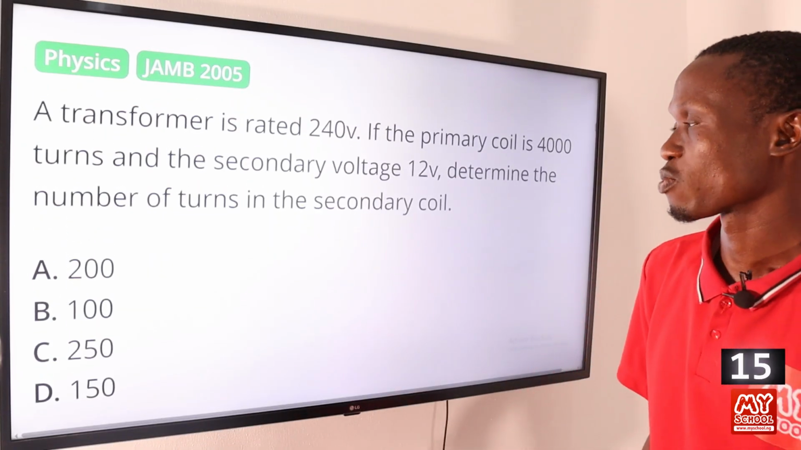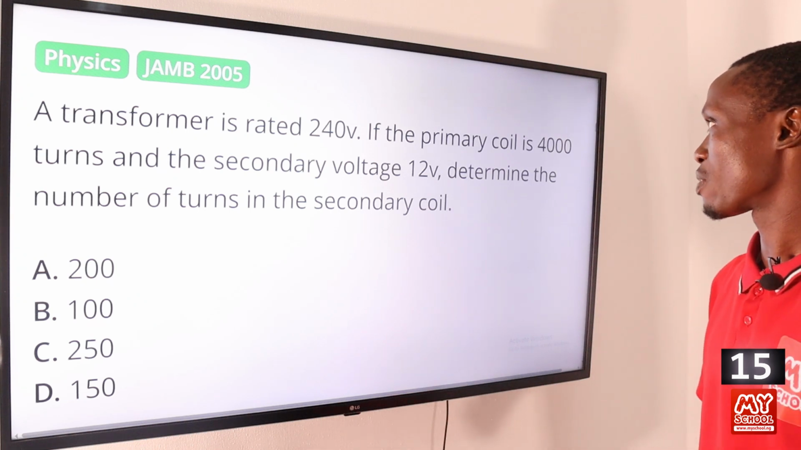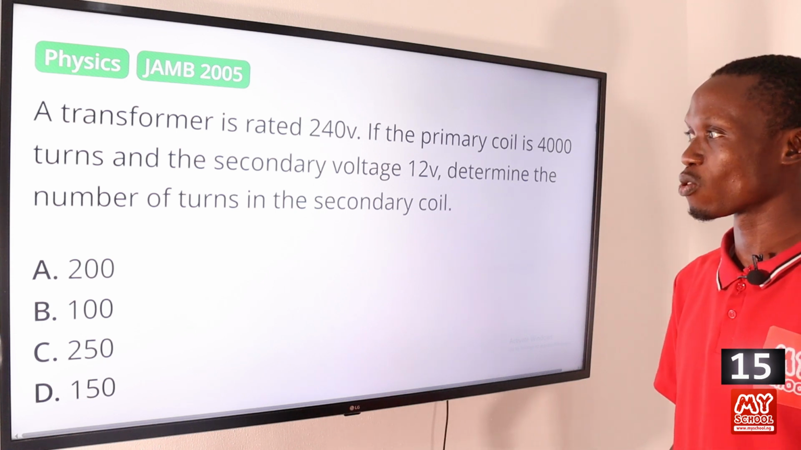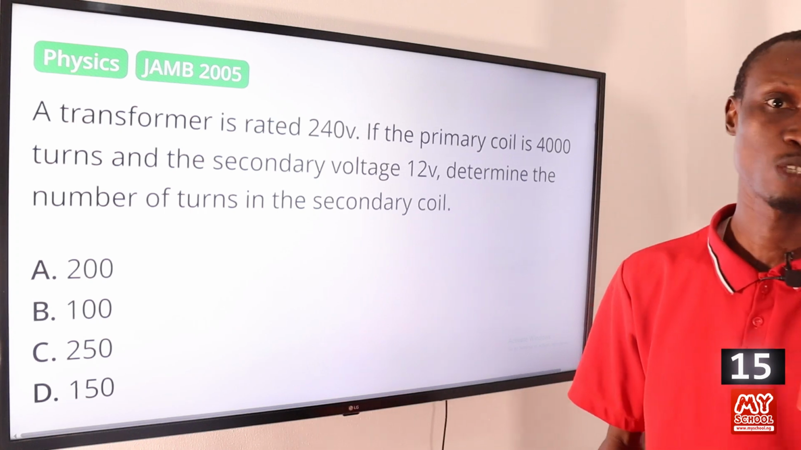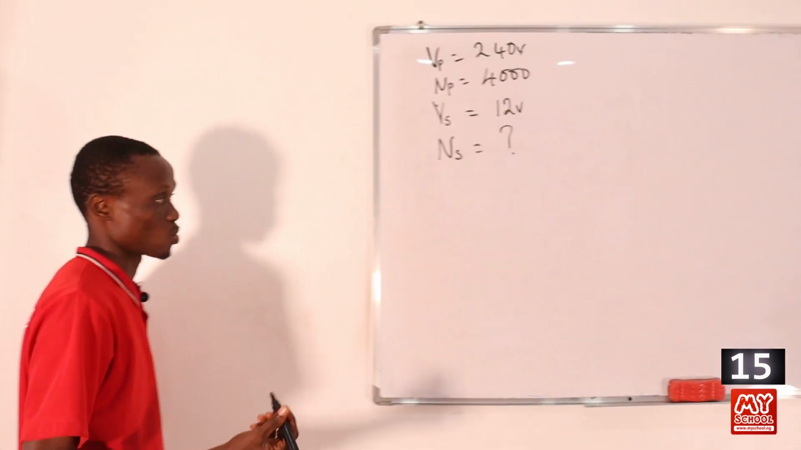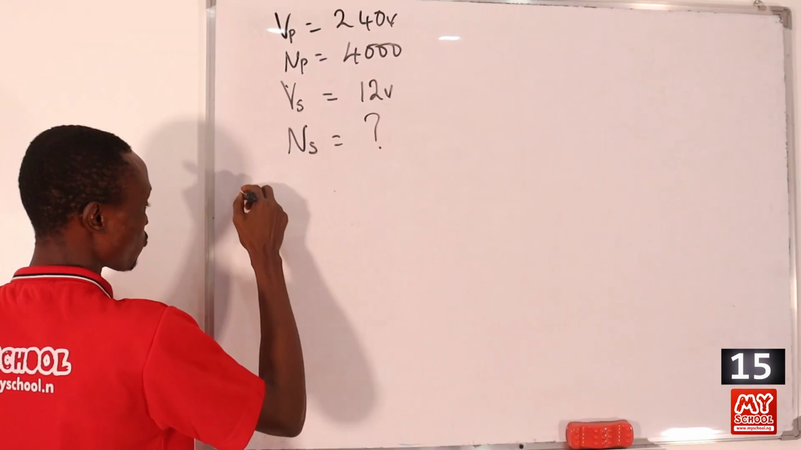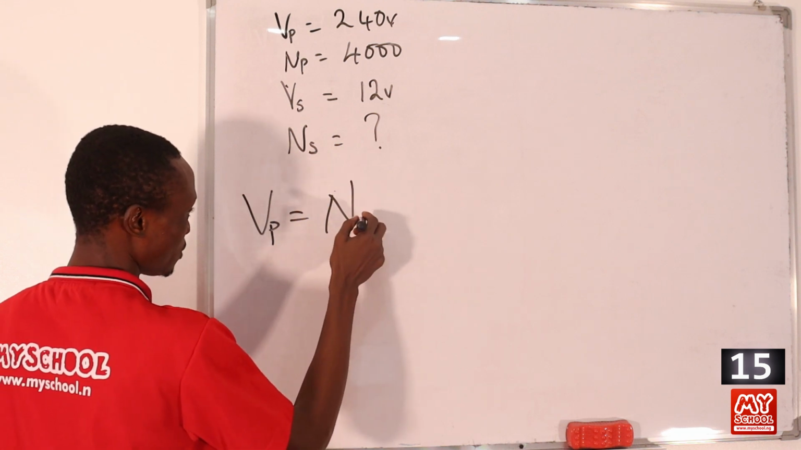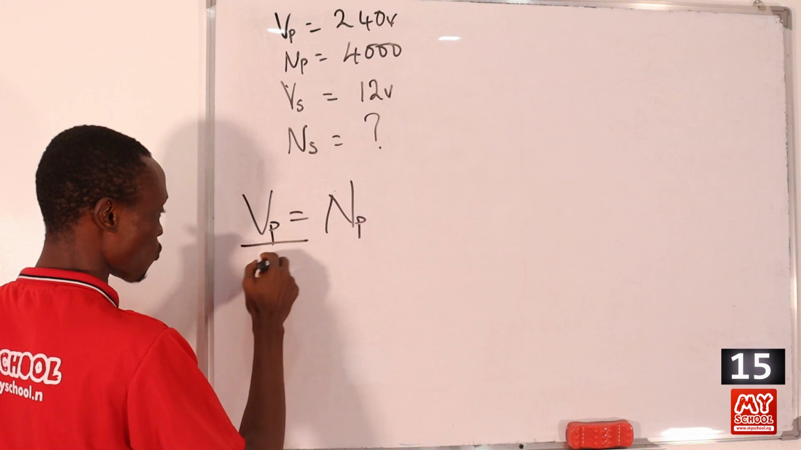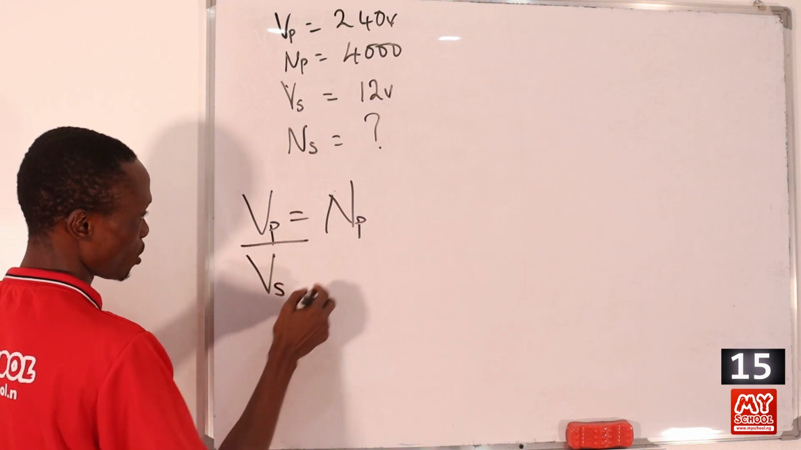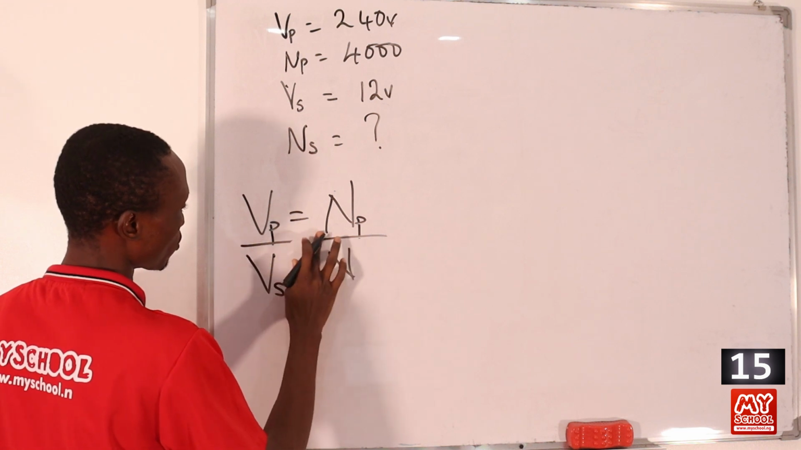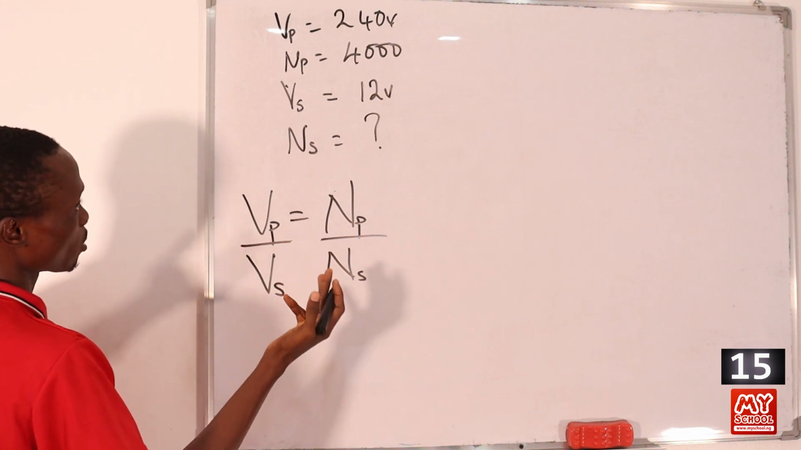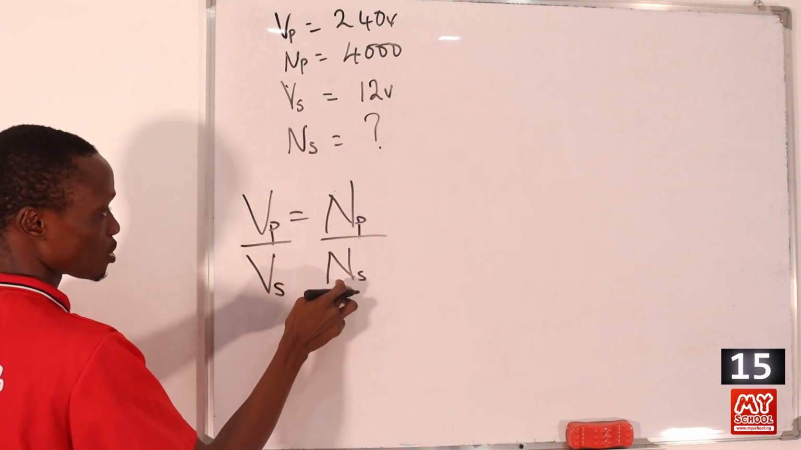Question 15. A transformer is rated 240 volts. If the primary coil is 4,000 turns and the secondary voltage is 12 volts, determine the number of turns in the secondary coil. So let's move over to the board to provide the answer to this question. But remember that the voltage in the primary coil over the voltage in the secondary coil is equal to the number of turns in the primary coil over the number of turns in the secondary coil. Okay, so here we are looking for the number of turns in the secondary coil, so we just make it the subject of the formula.